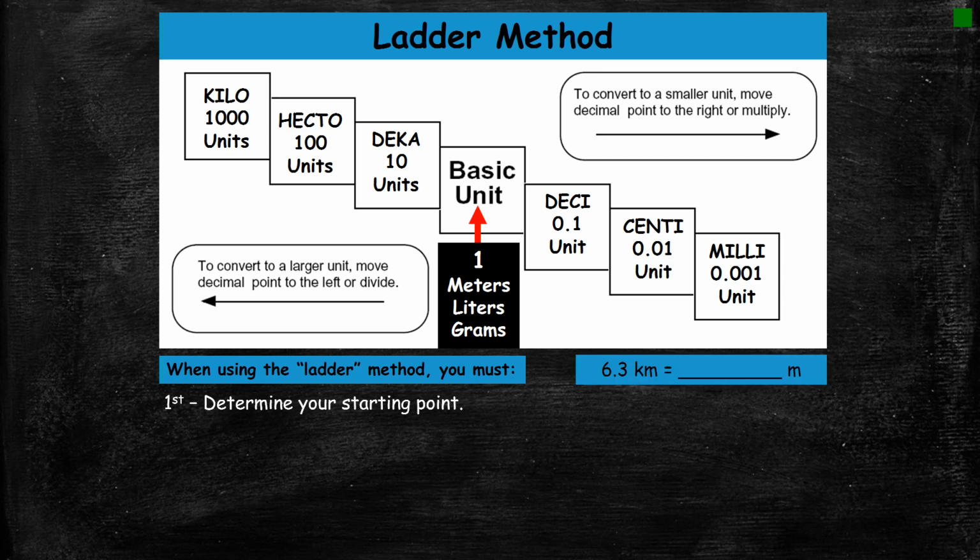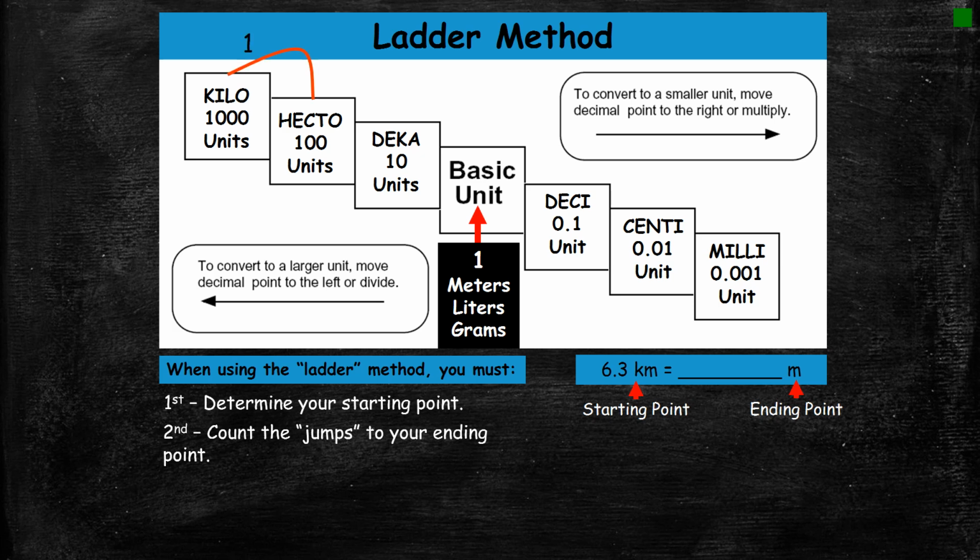So let's give you a problem. I have 6.3 kilometers, and I want to change that into meters. So how do I do that? Well, I have to ask myself the starting point, very important. Ask myself the ending point, again, very important. Now we're going to count the jumps from my starting point to my ending point. 1, 2, 3. So I have 3 jumps from my starting point, kilometers, to my ending point, meters.